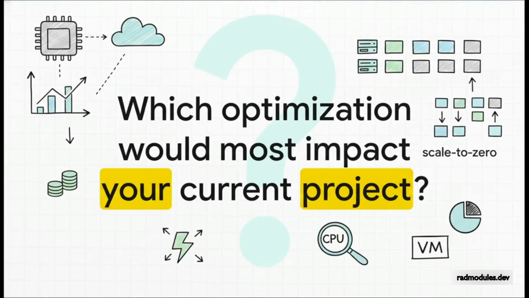I'll leave you with a little homework. Take a look at your own work, your current projects. Which one of the optimizations we talked about today, whether it's CPU allocation or using Spot VMs, or just scaling to zero, which one would be the biggest game changer for you right now?